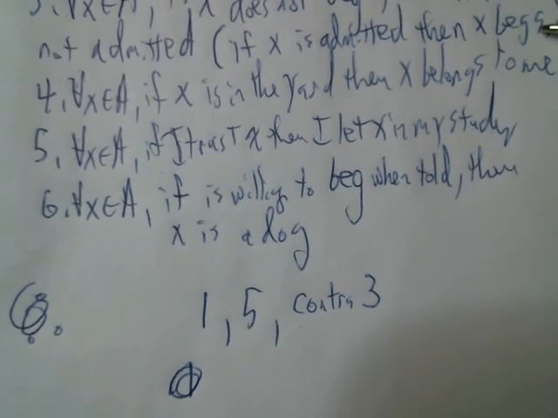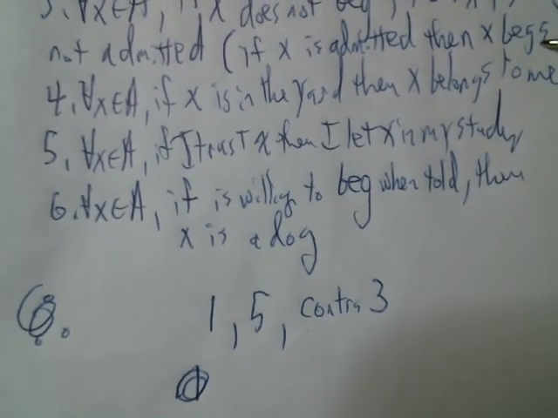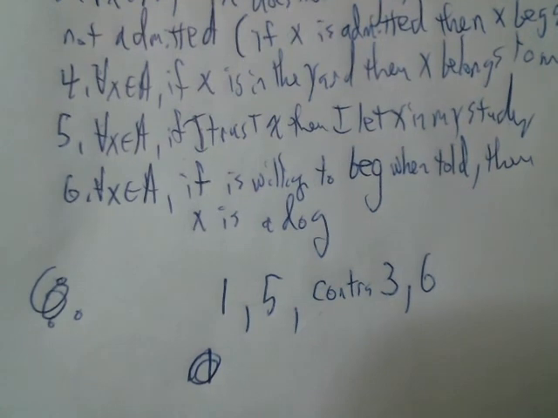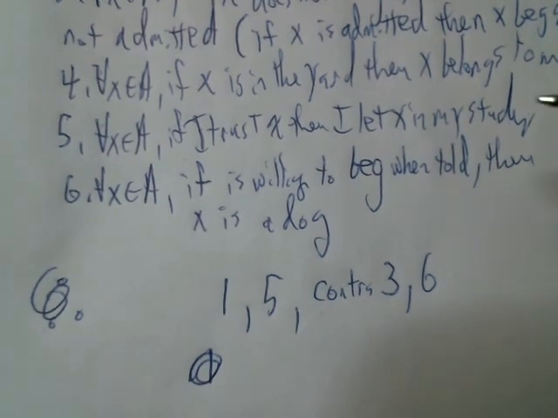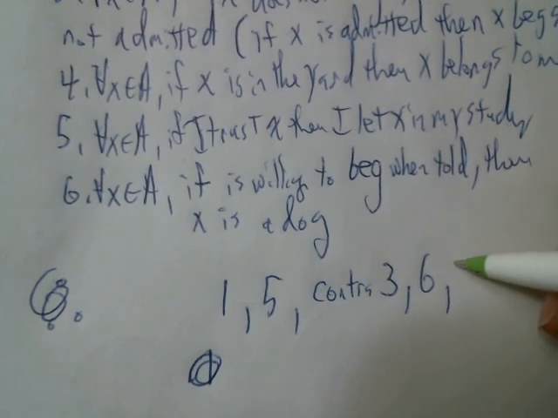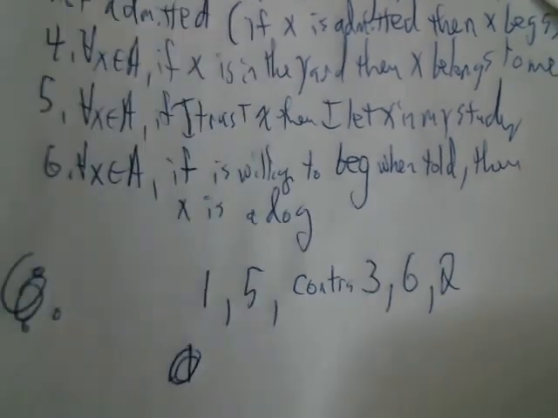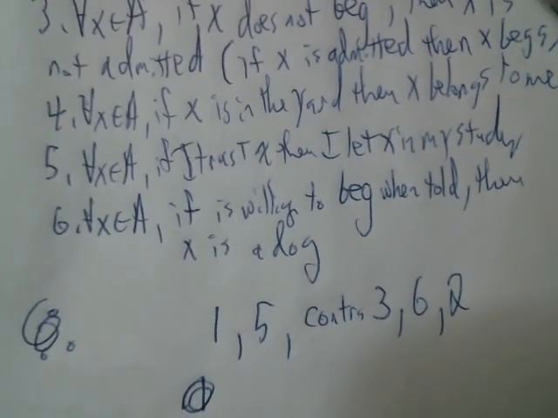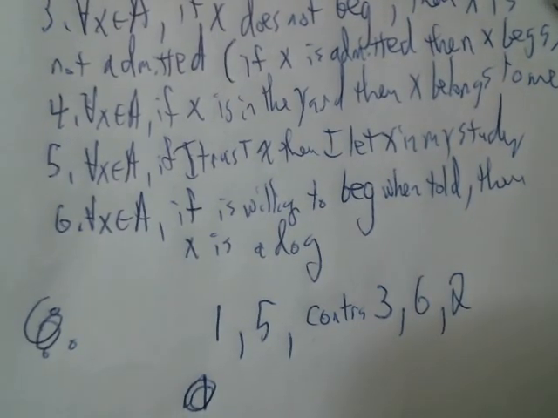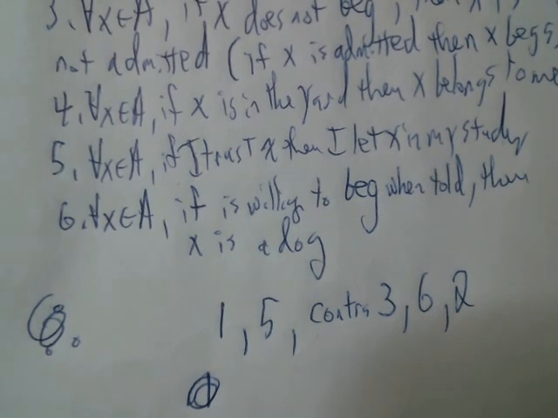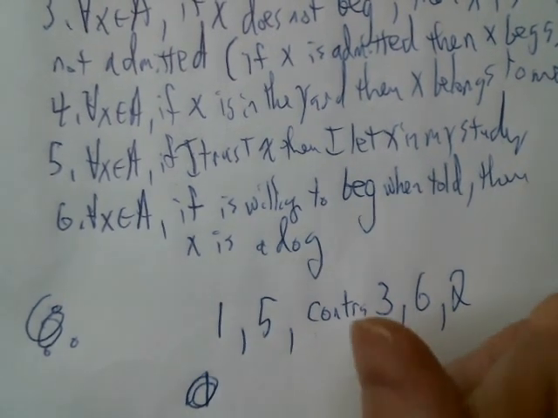And then we need something that begins with begging. Okay, so 6, right? If x is willing to beg, then x is a dog. So we need something that begins with a dog. So 2: if x is a dog, then x gnaws bones. Okay, and then is there something that begins with gnaws bones? If not, that's your conclusion. That'll be the Q part of your conclusion. So x gnaws bones.